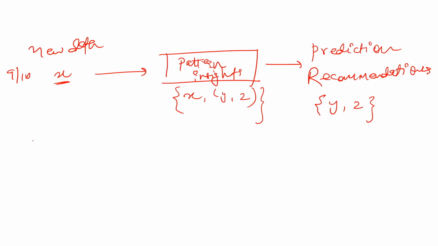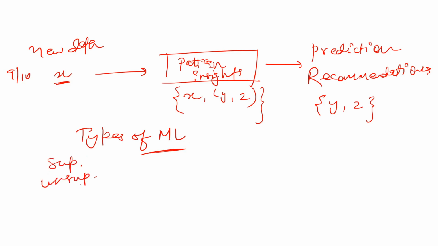So this is it for the basic introduction to machine learning. In the next video of this series, we are going to learn the types of machine learning. There are three types: supervised, unsupervised, and reinforcement. We are going to cover all three types in the next video. Stay tuned. Thank you so much.